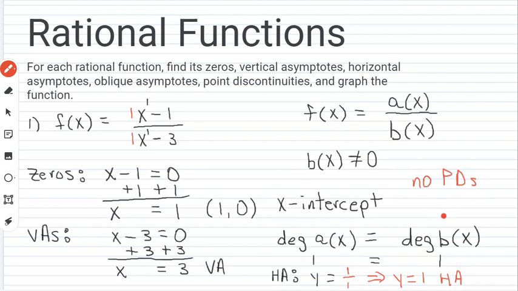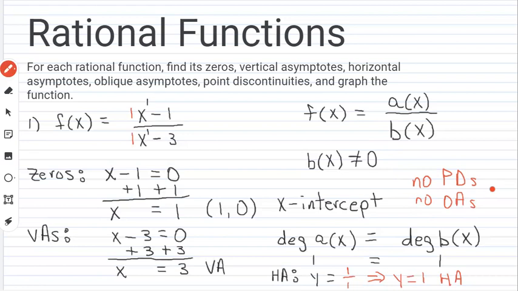So I'm going to abbreviate that as PDs. And then the last thing we need to worry about is oblique asymptotes. Oblique asymptotes really only come into the picture when the top degree is one bigger than the bottom degree. And since that's not the case for this one, there's not going to be any oblique asymptotes. So we don't have to worry about those either.